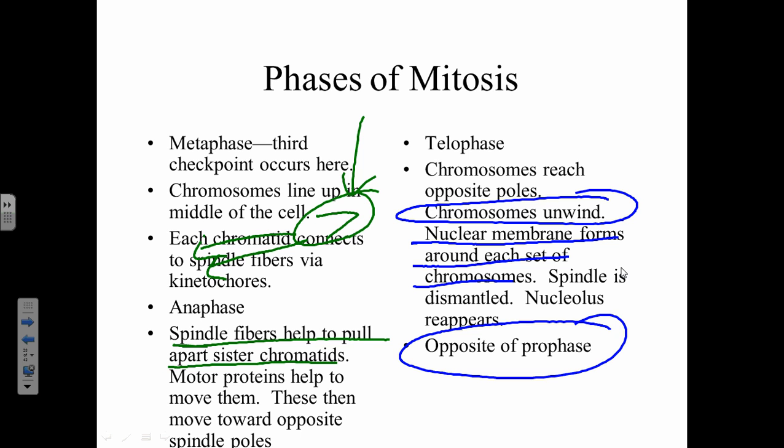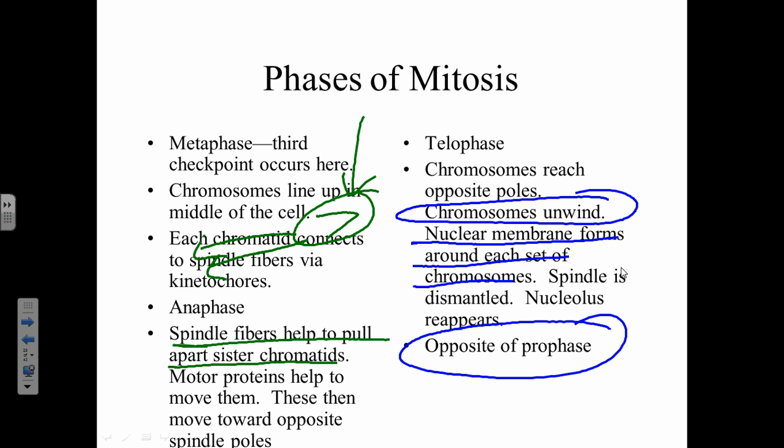How can the nucleus form around the chromosomes if they turn back to chromatin? Well, this is all going on at the same time, so we could say around each set of chromatin, that'd be okay, but it's all happening at about the same time. I'm sorry, what was the role of prophase again?